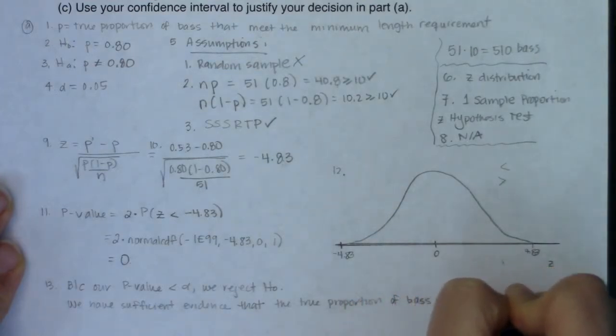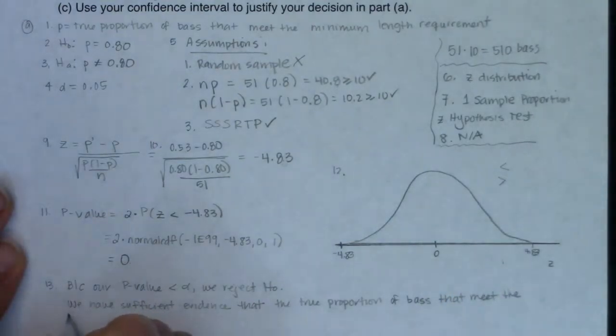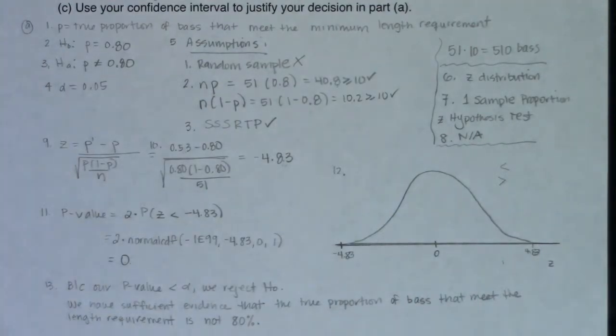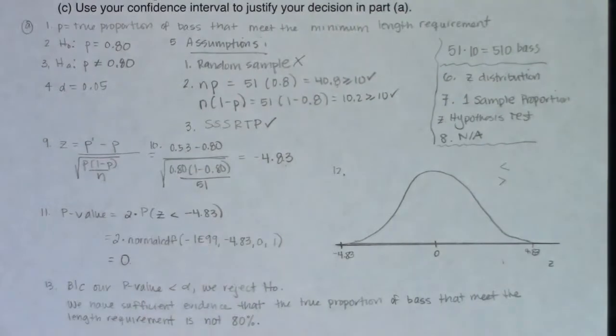that meet the, and I'm going to go length requirement, is not 80%. Or you could say is different from 80%. Or you could say is different from the owner's claims. All of those are great sentences to write. But basically, I think the owners are lying. That's what my data supports. That's the evidence that I have.